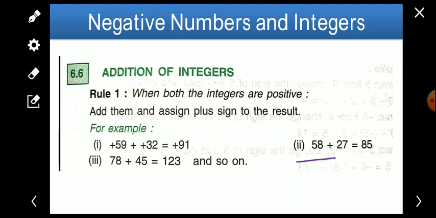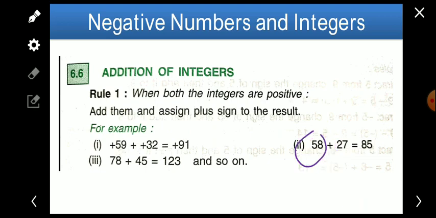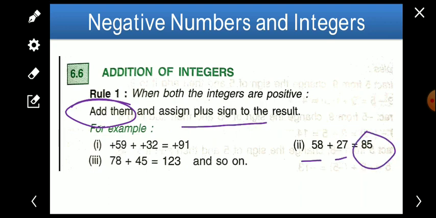So here 58 plus 27. If no sign is there, and simply 58 is written, it is positive. If no sign is there before the number, it means that it is positive. So 58 is positive and 27 is positive, so we have to add positive numbers. So what will we do? We will add them, then 58 and 27, we will get 85, and assign the plus sign.